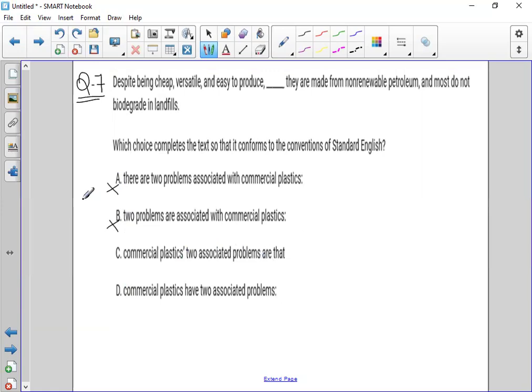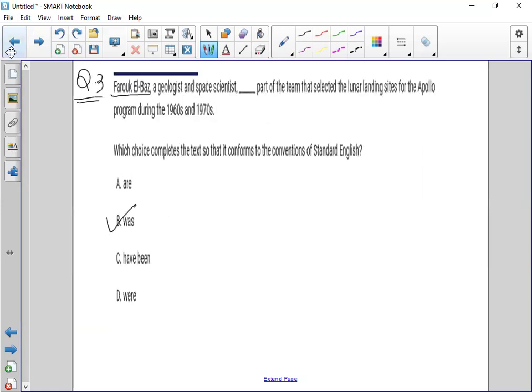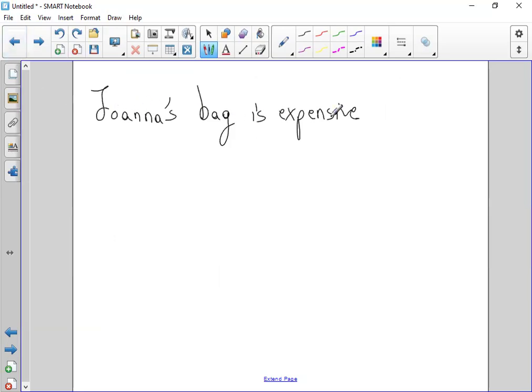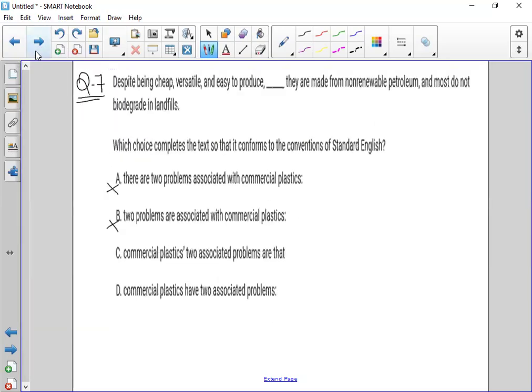So here we need to understand, go back to this. Here we talked about Joanna's bag is expensive. So here we are not talking about Joanna. We are talking about the bag of Joanna. So similarly, here also, when we are using apostrophe, we are not talking about commercial plastics. We are talking about the two associated problems of commercial plastics. So this will also be wrong.